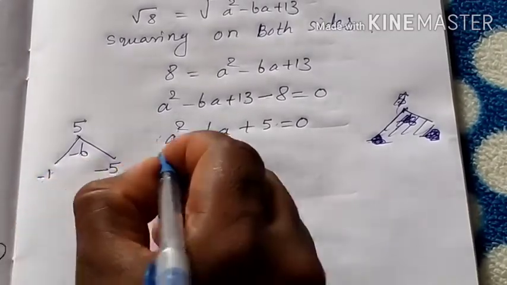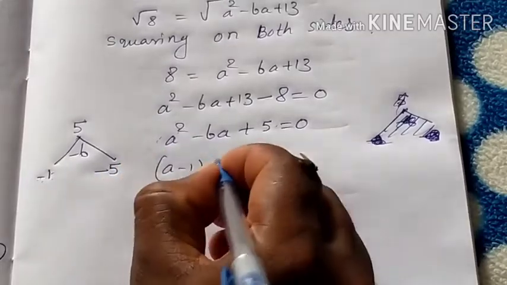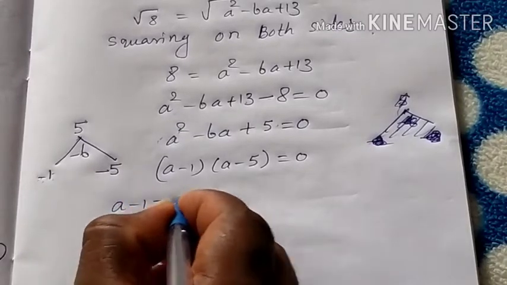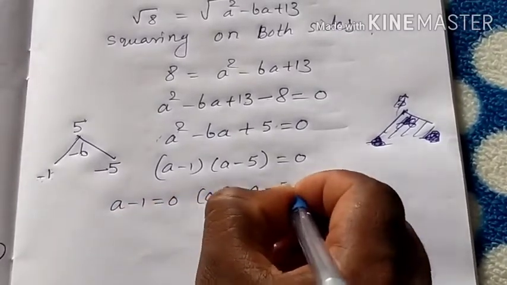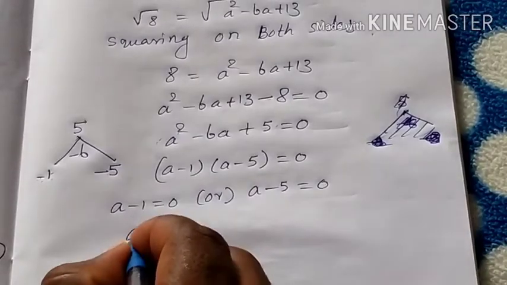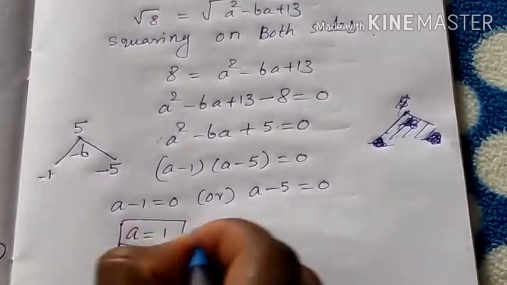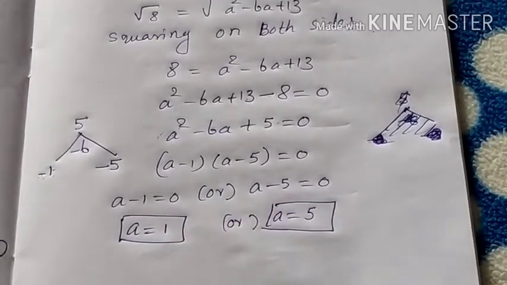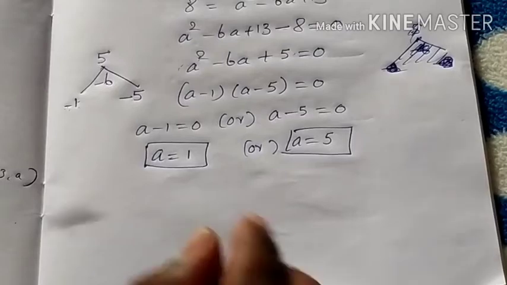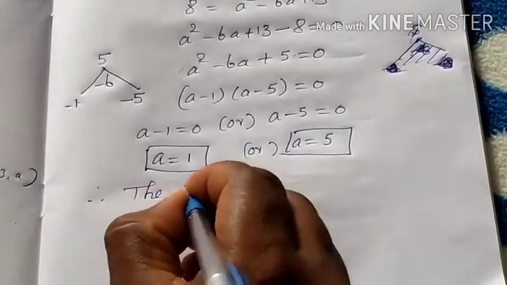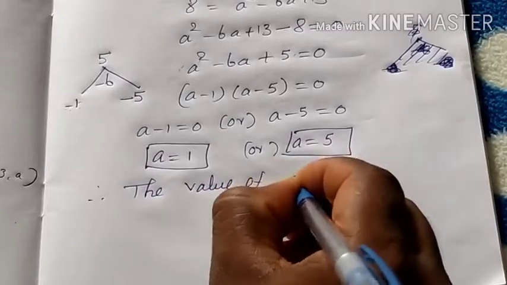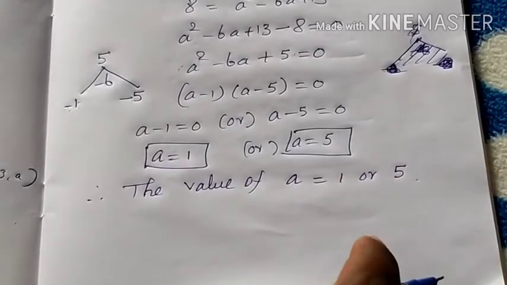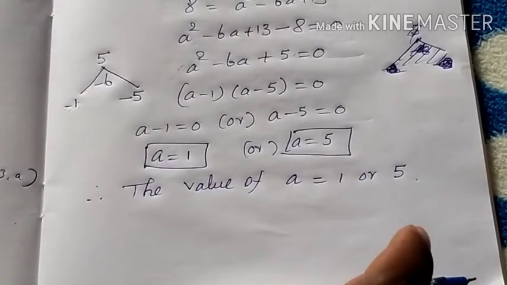Then (a minus 1) is one factor and the other factor is (a minus 5), equal to 0. Then a minus 1 equals 0 or a minus 5 equals 0. So a is equal to 1 or a is equal to 5. The question is find a. So therefore the value of a equals 1 or 5. This is your answer. Have you understood?